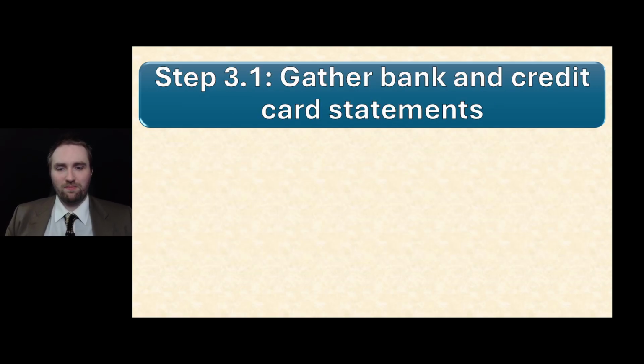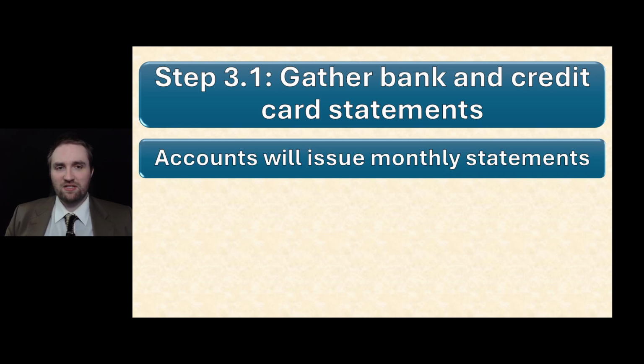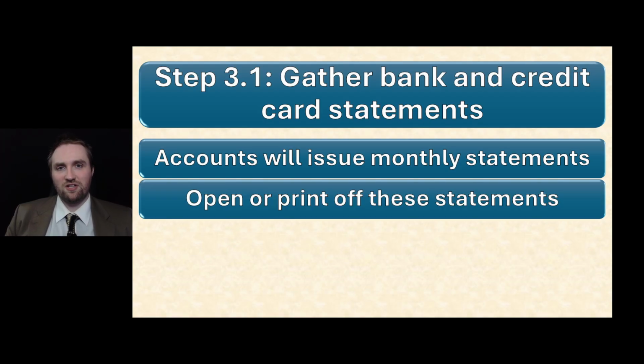Step 3.1. Gather bank and credit card statements. Each of the accounts in your business will issue statements at some point during the month. As mentioned before, bank statements typically occur at the end of the month, and credit card statements will vary, but will usually be towards the middle of the month. Reconciliation is largely comparing account statements to your books. So step 3.1 is downloading or printing off these statements.